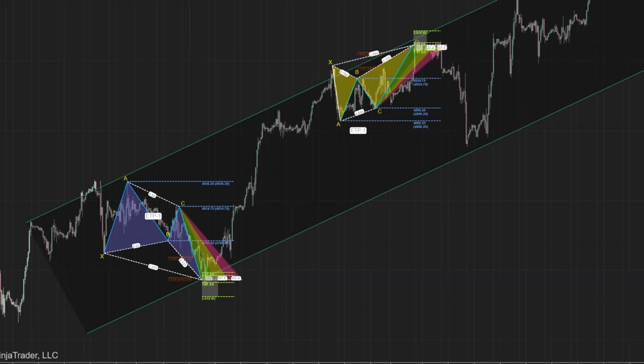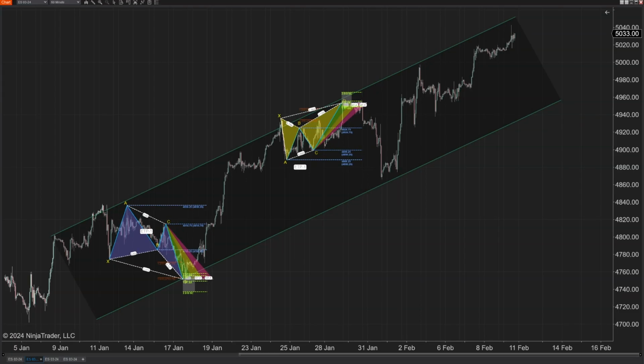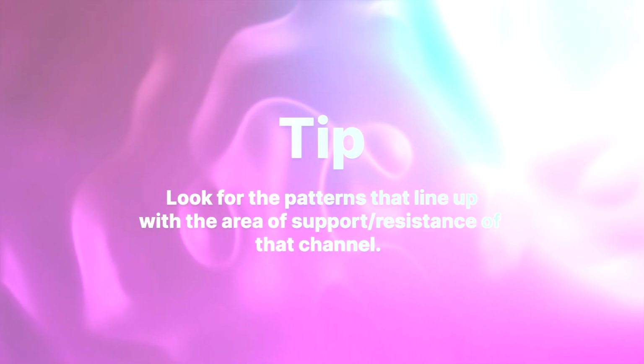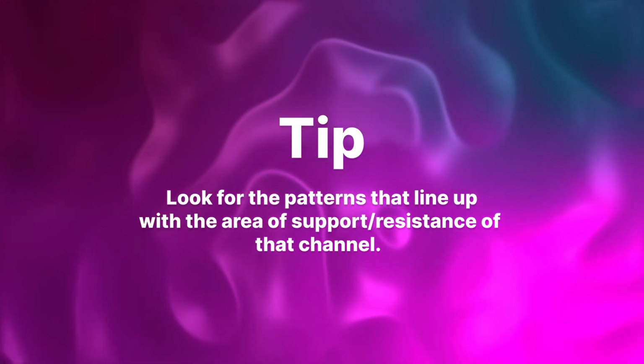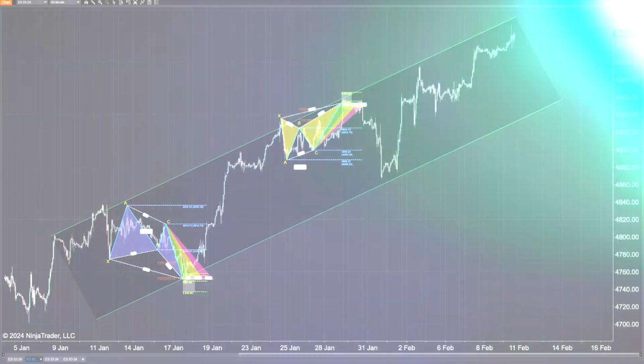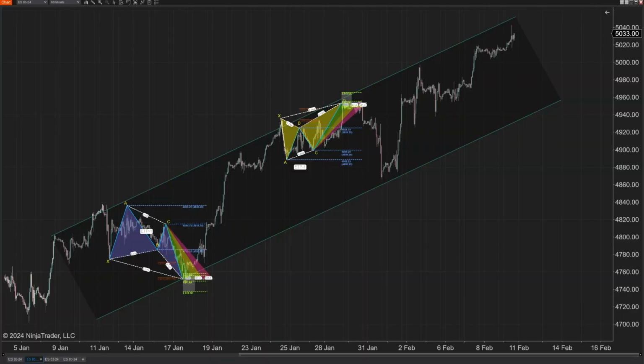Now, trade management is going to be different depending on if you want to trade a counter trend trade, which is that yellow pattern that's higher here. This is going to be a counter trend trade. We're going against a trend. But if you want to ride the wave, if you want to buy that trend, look for the patterns that line up with the area of support of that channel. That's going to get you into these things when you want to be into them. When you're looking at buying the dips of those channels, that's when you want to be getting in.